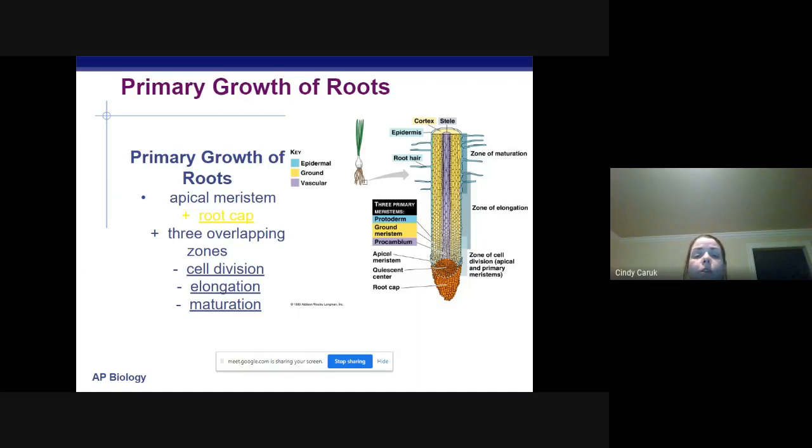There's three other zones. You have your zone of cell division. That's where mitosis is happening. Elongation, where the cells are getting longer because their central vacuoles are filling with water. And then the zone of maturation. This is when they're starting to get specialized.